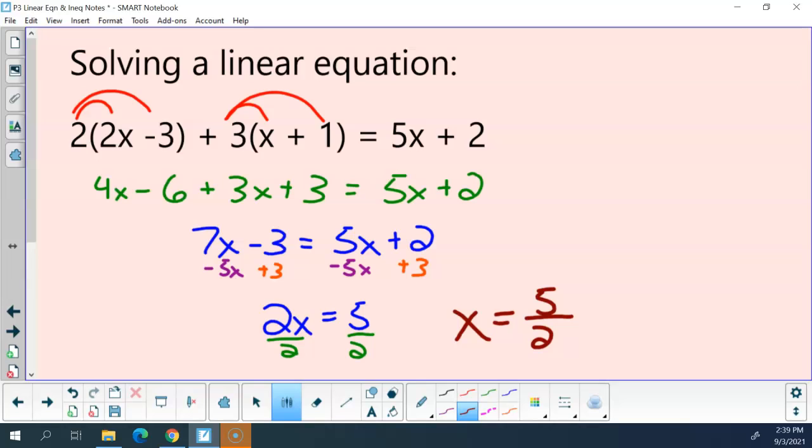2 times 5 halves is 5, minus 3 is 2, times 2 is 4. 5 halves times 3 is 15 halves. 5 halves plus 1 is 7 halves, times 3 is 21 halves. 4 is 8 halves, so we're at 29 halves, and that's what we got on the other side. 5 times that is 25 halves, plus 1 more half is 29 halves. Bingo!